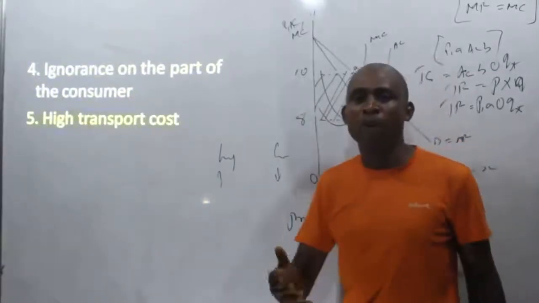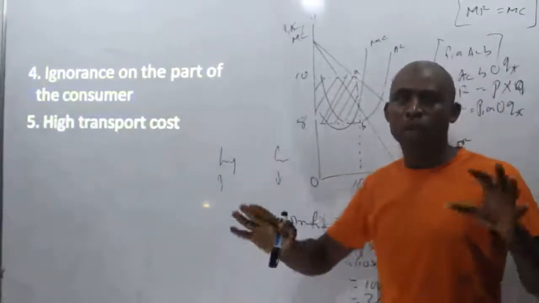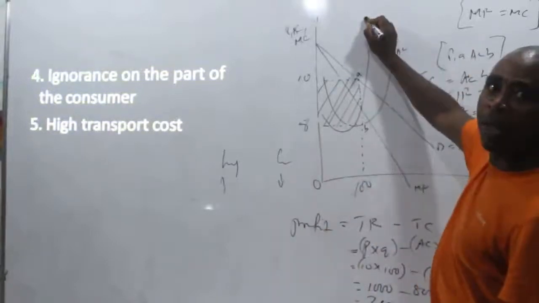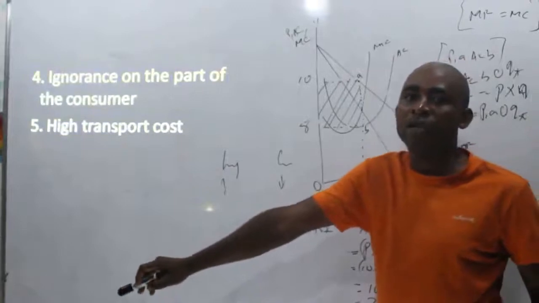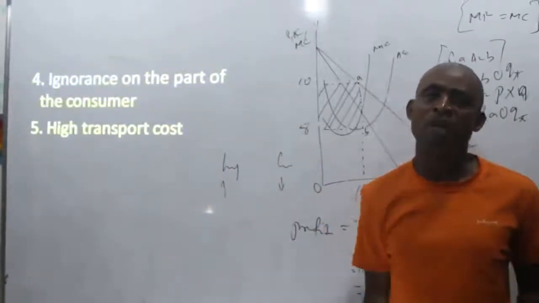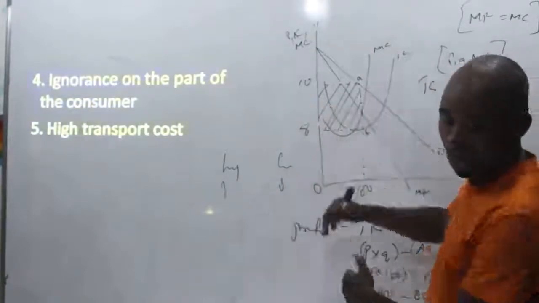Then there should be high transportation cost. So if you are charging two different prices in different markets, and it's costing the person who is paying high price to get to the market where the price is low, the person will not even travel because of the cost of transportation. By that, you can discriminate because of that cost of transportation.